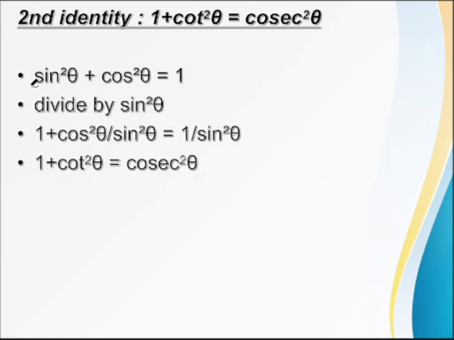For the second identity, we are taking the first identity, which is sin square theta plus cos square theta equals 1. Now we have to divide the whole equation by sin square theta. So we get 1 plus cos square theta by sin square theta equals 1 by sin square theta. Cos square theta by sin square theta can be written as cot square theta, and 1 by sin square theta is cosec square theta. So we get the second identity, 1 plus cot square theta is cosec square theta.